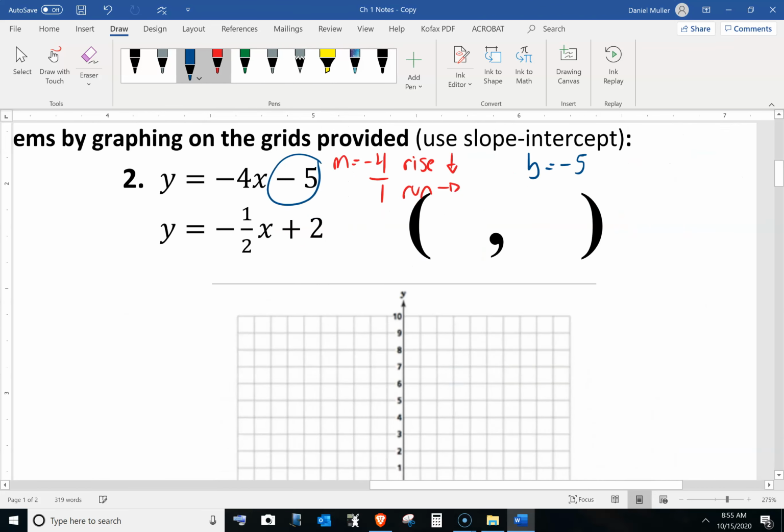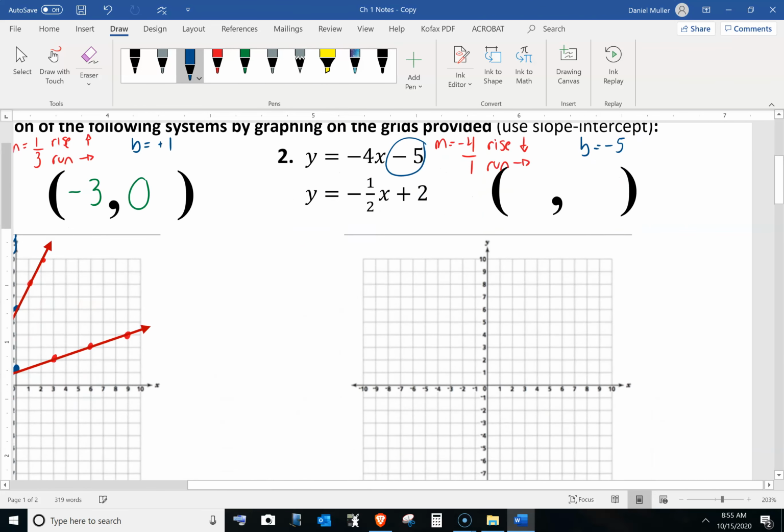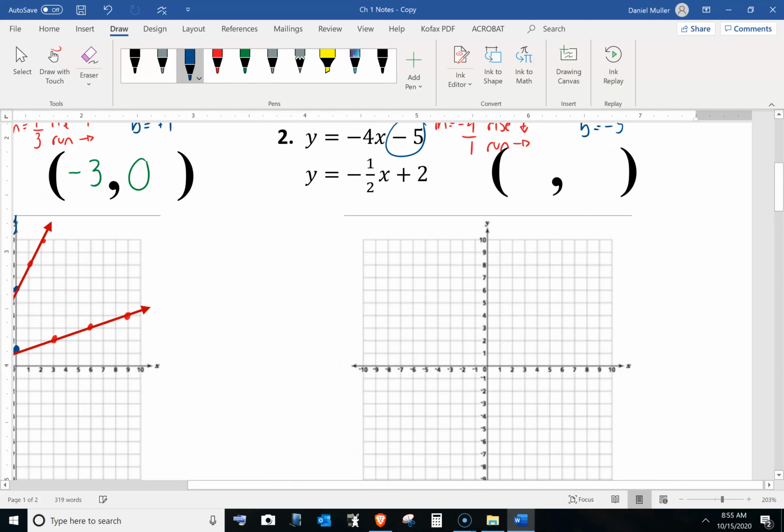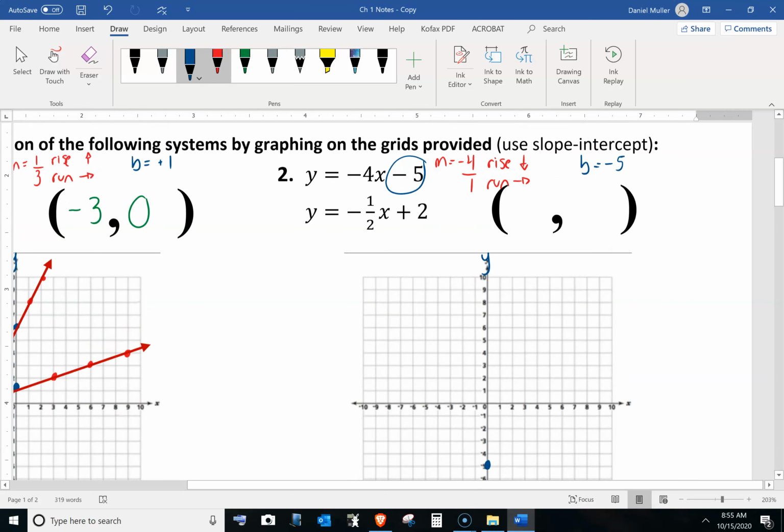So let's start here at negative 5. Okay, so it's numbered for us, which is nice. So down here, remember this is our y-intercept. So down here is where we cross the y-axis. Sorry, it's not the y-intercept, it's the y-axis. But our y-intercept here is at negative 5. So we cross the y-axis at negative 5.